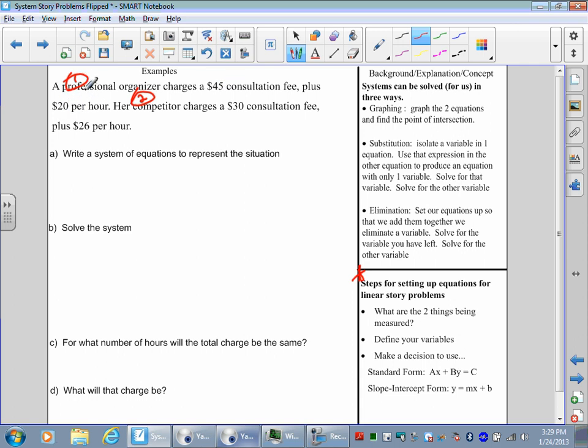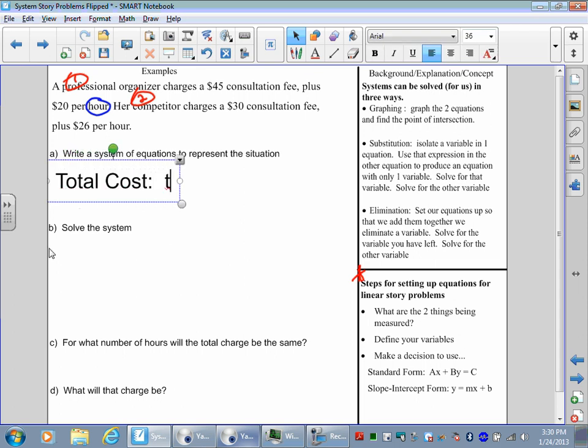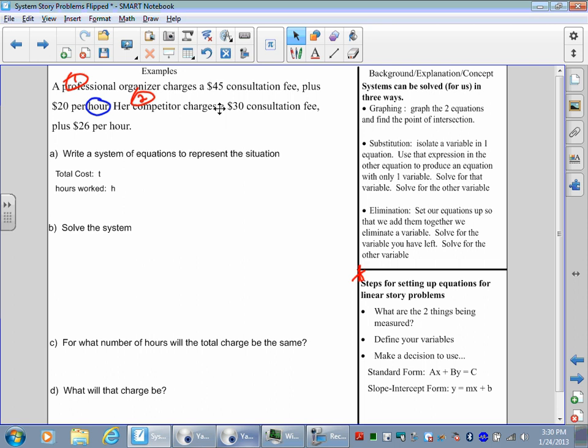It's not changing. What is changing, however, is how many hours she works and what the total charge is. So if we're going to write down what the two things being measured are, it's this: total cost, which we can represent with T, and hours worked, which we can represent with H if we want. All right, so now we have considered what two things are being measured and what variables we're using to represent those. Now we need to write two equations.